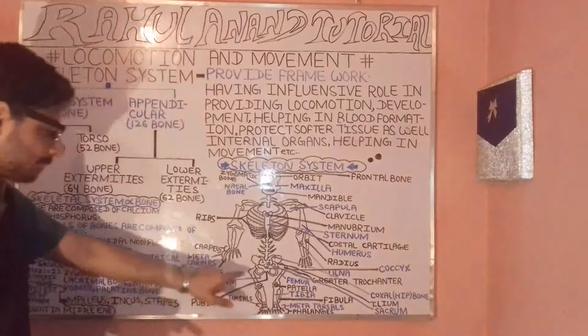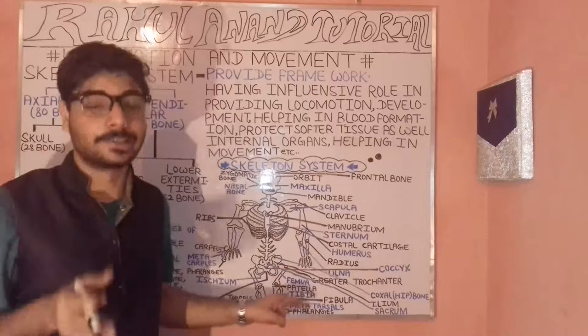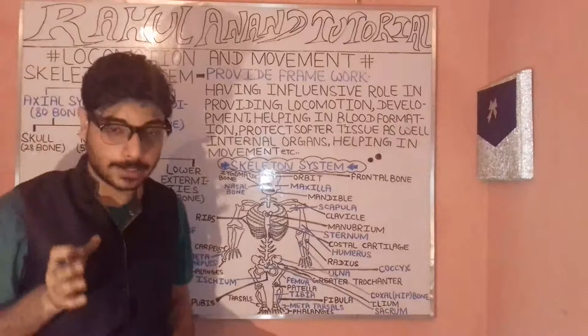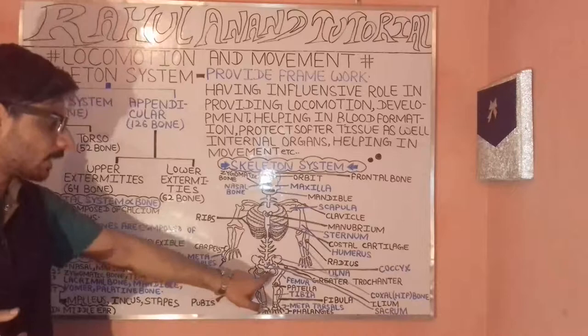Now, after that, you have certain bone parts. What are these? We have the ilium, ischium, and the pubis. The ilium is present here. These are the ilium position. After that, you have the ischium, somewhat in this position. Then after that, you have the pubis.